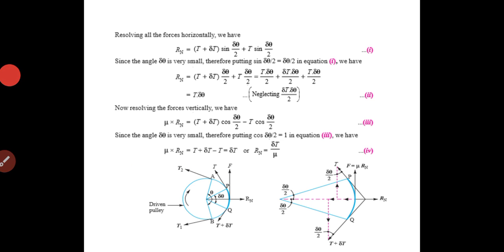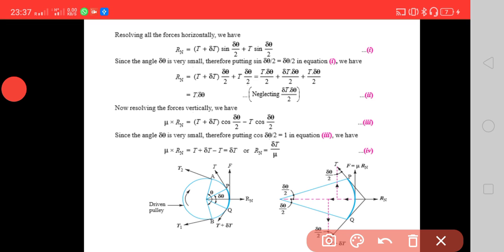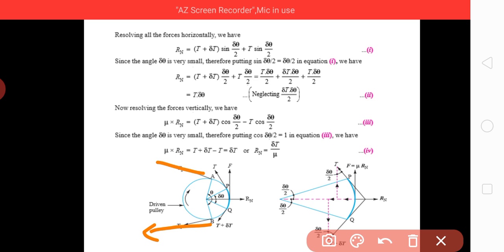Now resolving the forces horizontally and vertically, since this is the case of a coplanar concurrent force system. Since this is the tight side and this is the loose side, the slack side, the tension will increase from point P, where it was T, to point Q, where it has increased by delta T and become T plus delta T.